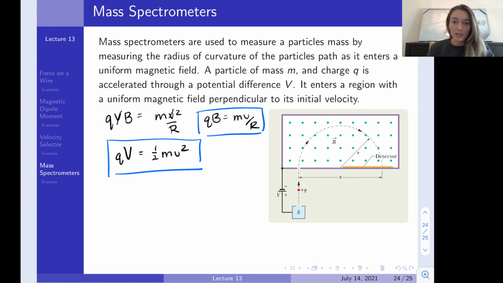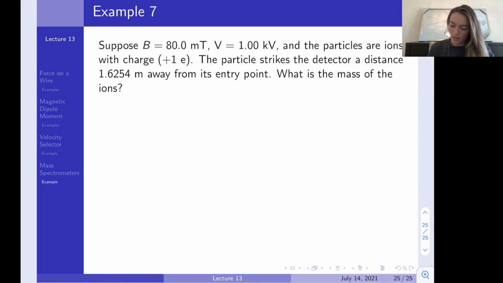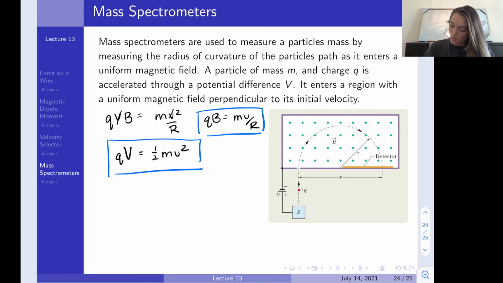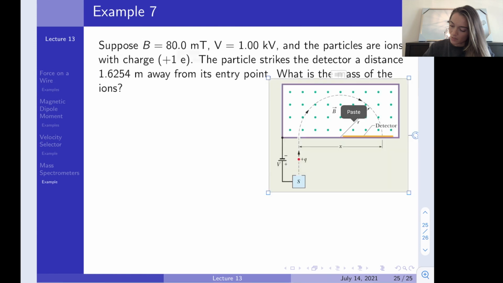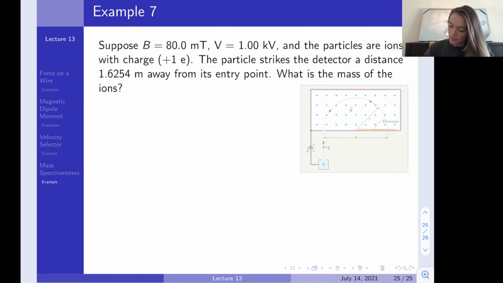All right, so let's just do one quick example to see how this works. We have a magnetic field of 80 millitesla, 1 kilovolt, and the particles are ions with a charge of +1 times the electric charge. The particle strikes the detector a distance of 1.6254 meters away from its entry point. So let's just rewrite our picture here. What is the mass of the ions?